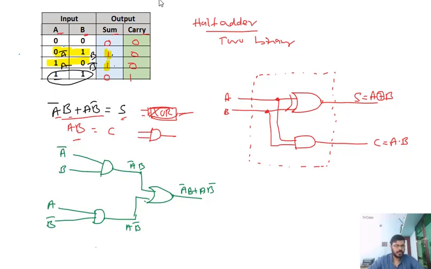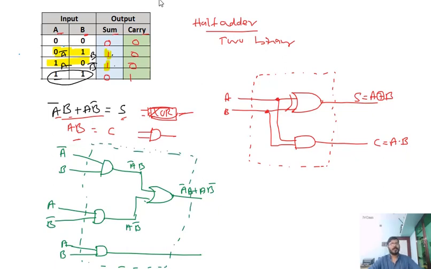Now you need one more AND gate for carry, A into B. If you make a device like this, this will also perform as a half adder. Now put all these things inside a box. This is also a half adder. Okay, so this is how we make half adders.